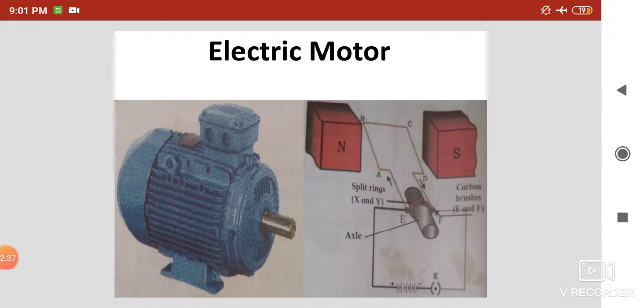In the figure, that motor is shown, the motor you might have seen at home to pump water up to the overhead tank. The principle of that motor is Fleming's left hand rule. So let us see the construction and working of the electric motor.